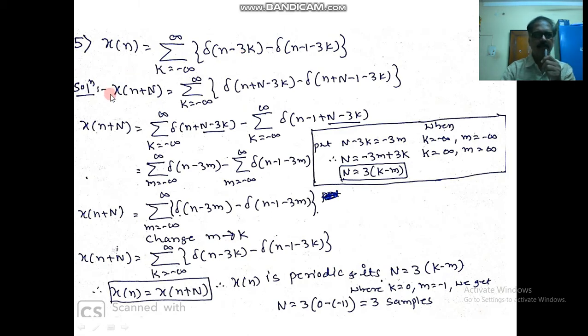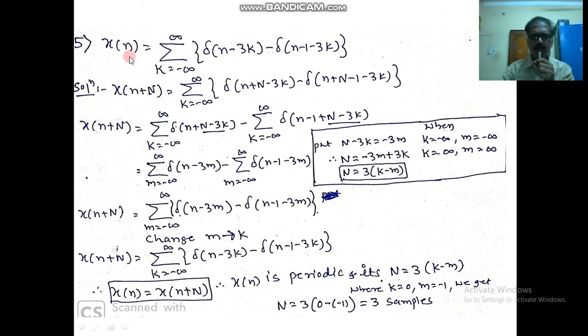So let us find x of n plus capital N. Wherever small n appears, it will be replaced by n plus capital N. K equals minus infinity to plus infinity as it is. Rest of the things are as they are. The important point is, if I want to make x of n plus capital N equal to x of n.